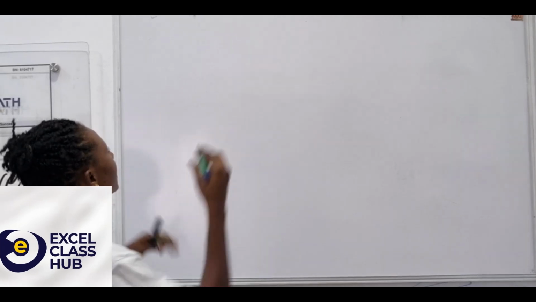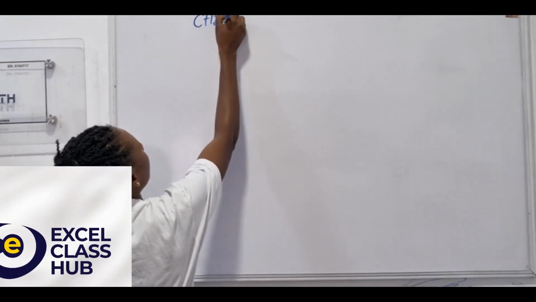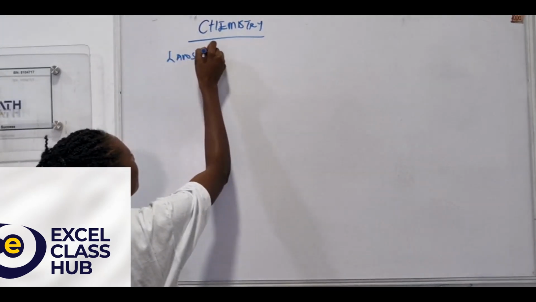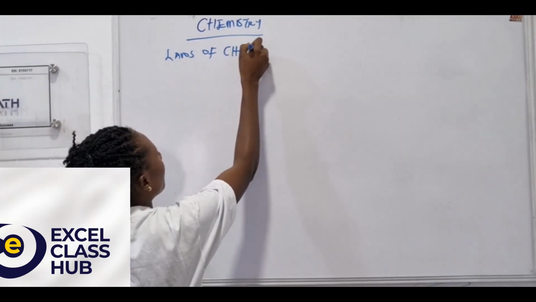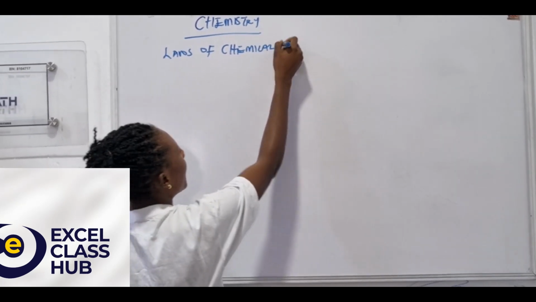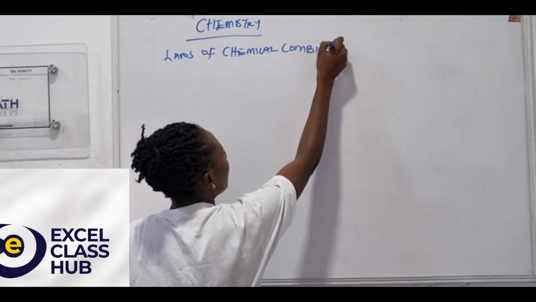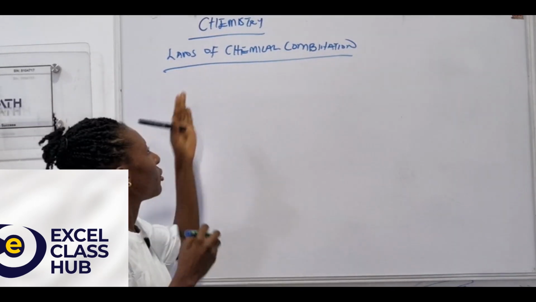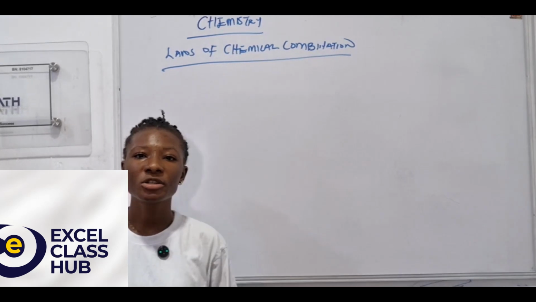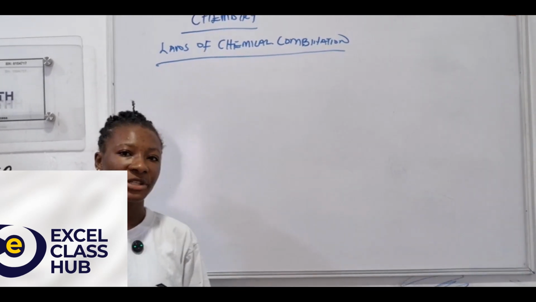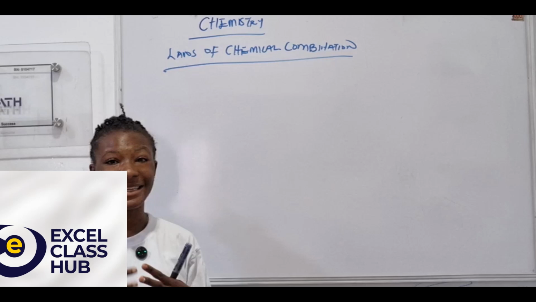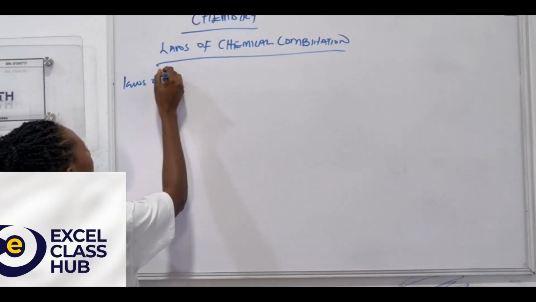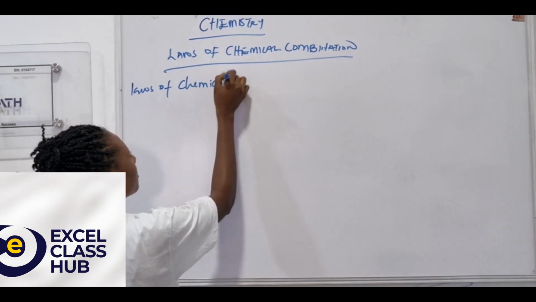So today I'll be talking about chemistry. I'll be talking about laws of chemical combination. What are laws of chemical combination? These are fundamental principles that govern the behavior of matter and energy during chemical reactions.